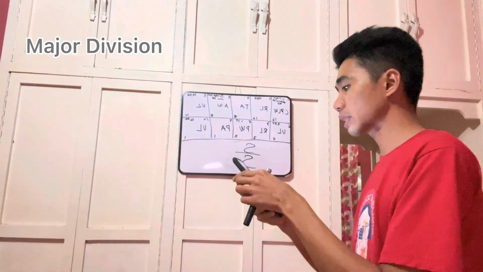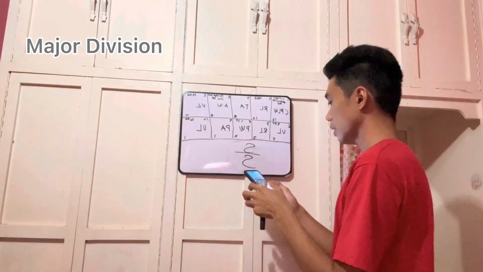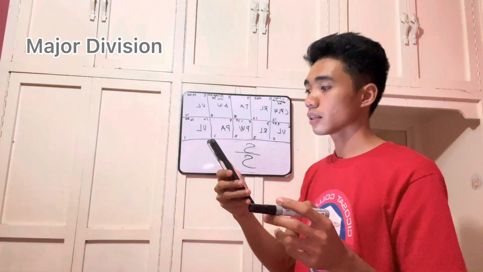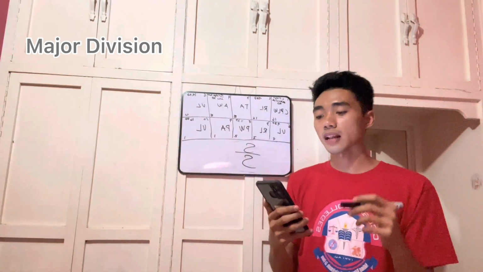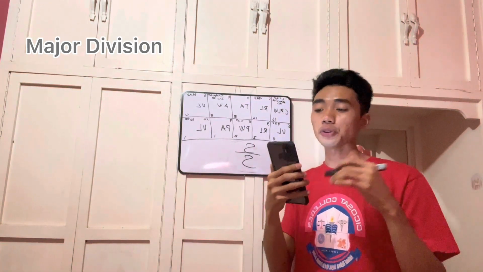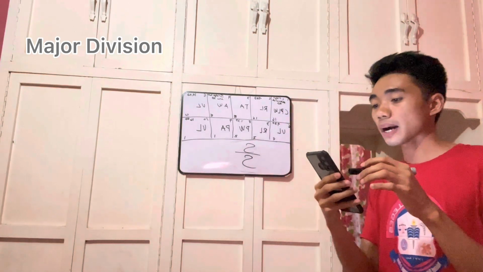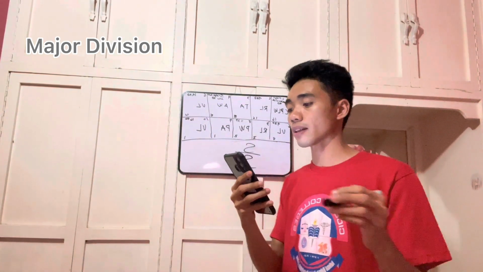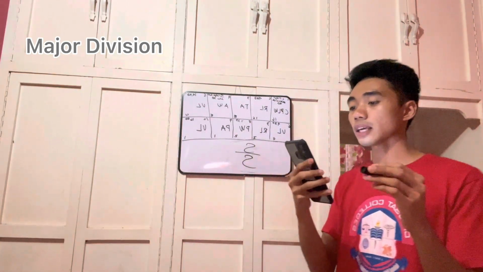So, paano nga ba natin siya kukunin? So, in major division, in table A, meron siyang small, medium, and large. Table B, ganun din, meron siyang small, medium, large. Kapag naman sa small is 1 to 11. Sa medium, 12 to 16.